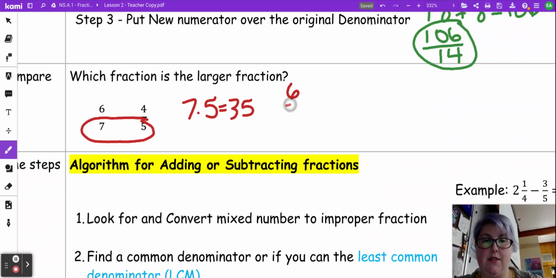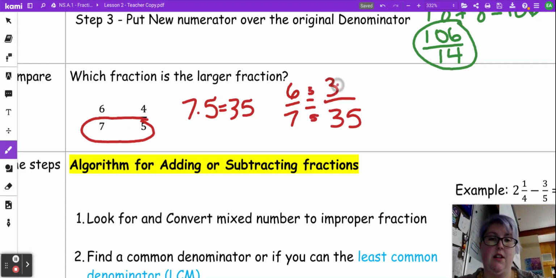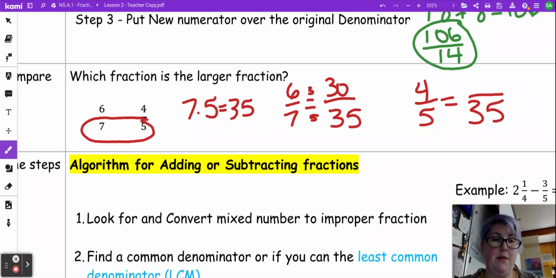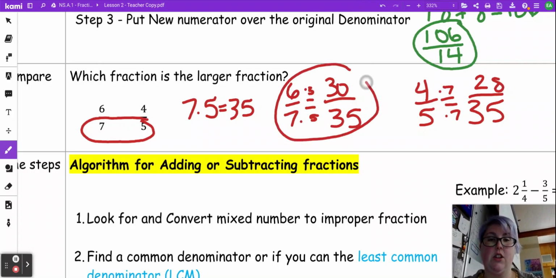So let's take 6/7 first. And our new denominator is 35. We multiplied by 5 to get both of those. So 6 times 5 is 30. 4/5, we are going to use our 35. But in this case, we multiplied by 7 because 5 times 7. So we know 4 times 7 is 28. Therefore, 6/7 is larger than 4/5.